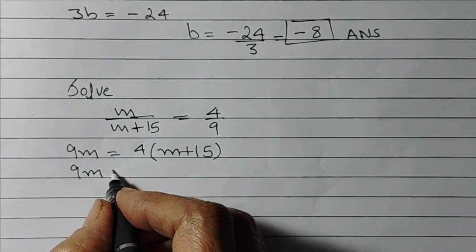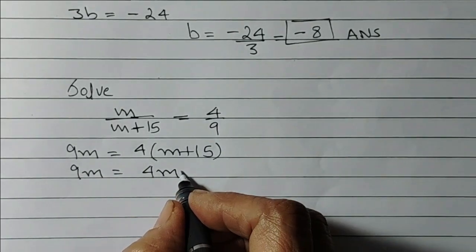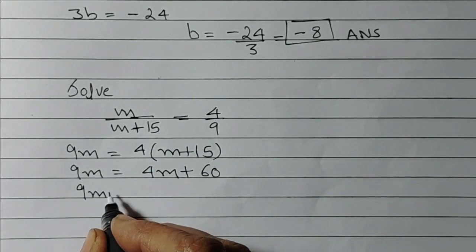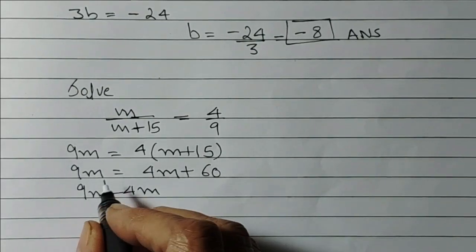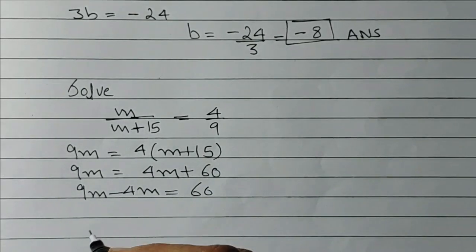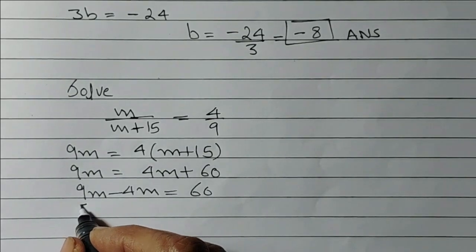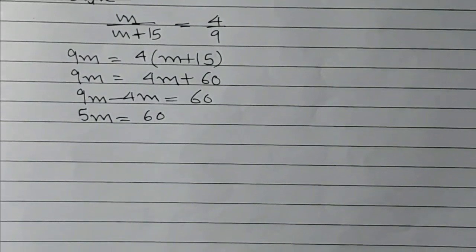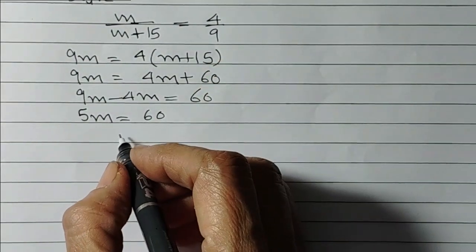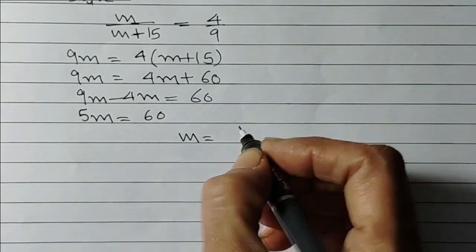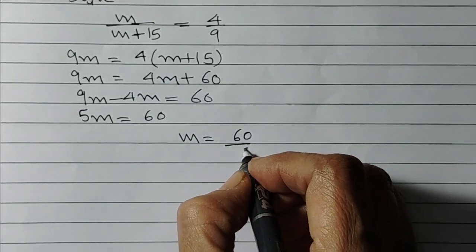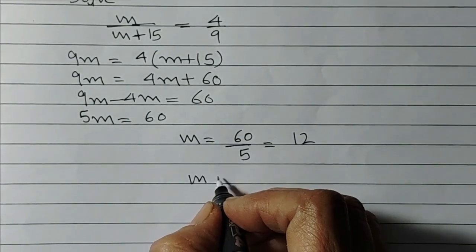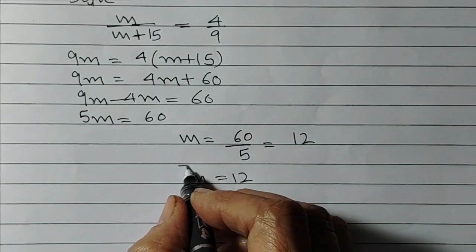9m equal to 4m + 60. 9m minus 4m, it is transposed, is equal to 60. Now 5m equal to 60, which gives m equal to 60 over 5, which is 12. So m equals 12. This is the answer.